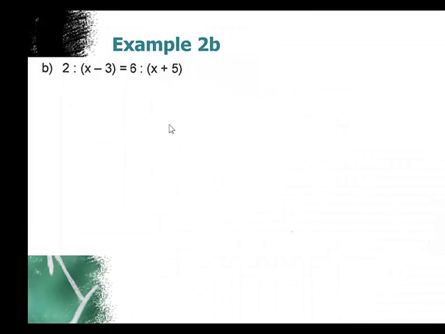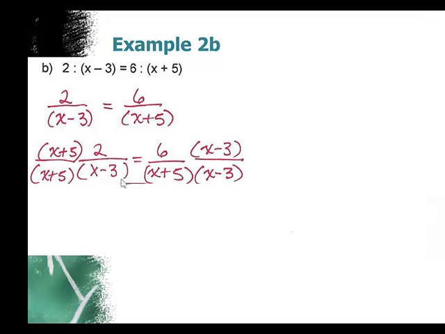And our last example, I have 2 to x minus 3 is equal to 6 to x plus 5. This looks very intimidating, I know. First of all, write it in fractional notation with a fraction bar. So 2 over x minus 3 equals 6 over x plus 5. Now, you can cross multiply, which is fine, no problem. I'm going to go ahead and show the common denominators again to help reinforce where that cross multiplying comes from. And so I'm going to have this times that as my common denominator. So x plus 5 over x plus 5 on the left, x minus 3 over x minus 3 on the right.